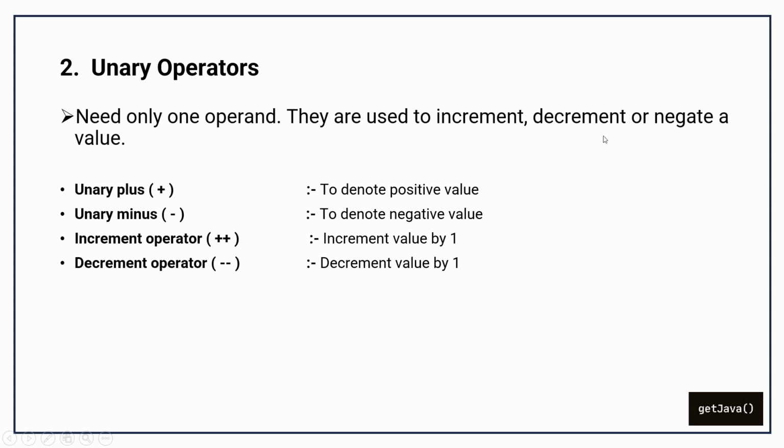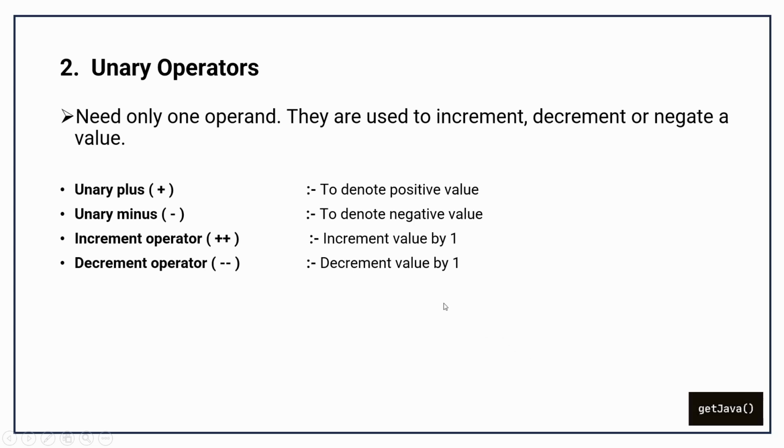They are used to increment, decrement, or negate a value. For example, unary plus is used to denote a positive value, unary minus to denote a negative value. Increment operator increments the value by 1. Decrement operator decrements the value by 1. So the important thing to notice here is unary operator needs only one operand, whereas in case of arithmetic operator, we needed two operands to perform operation.